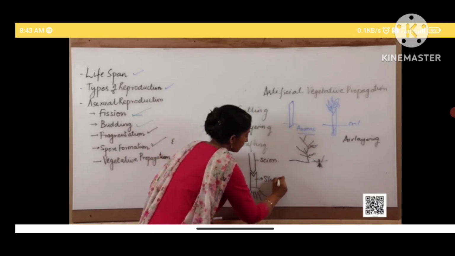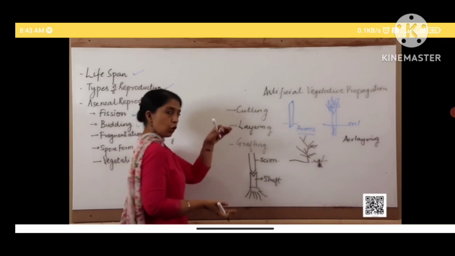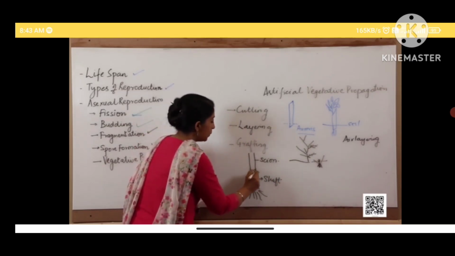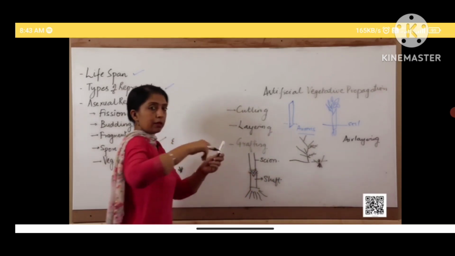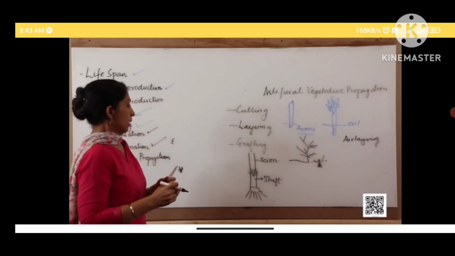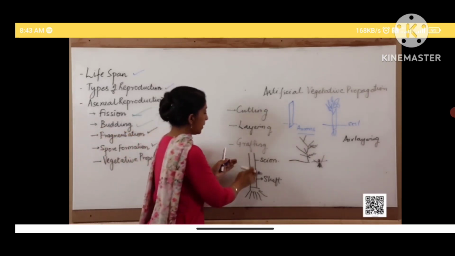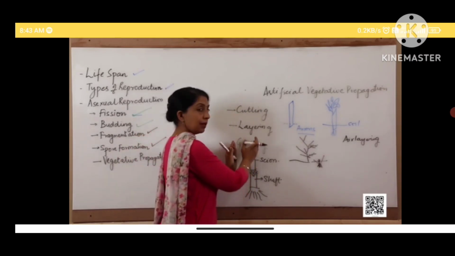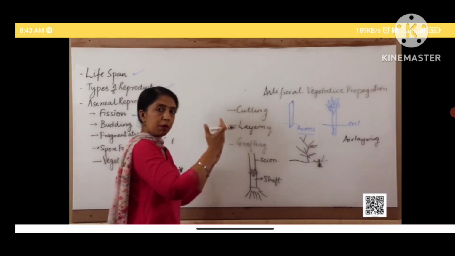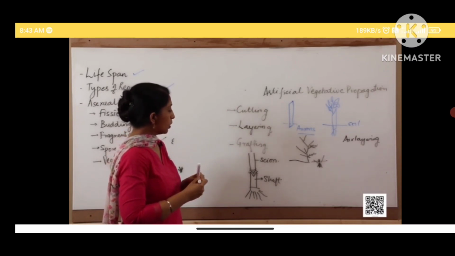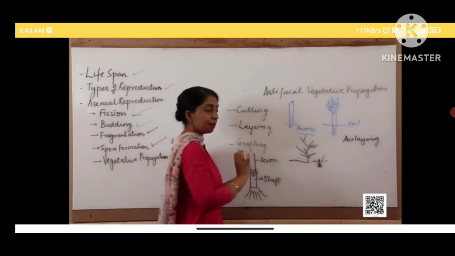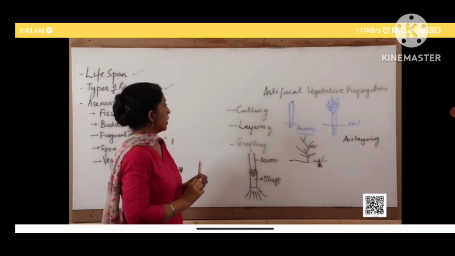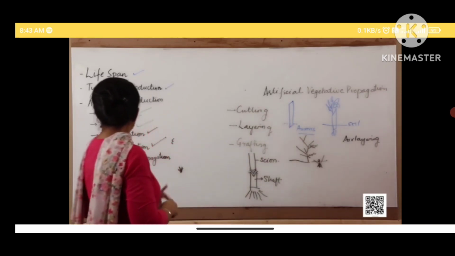Both of them are joined and then tied with a rope or a thread together for a period of time. Slowly, both these plants combine with each other and form a single plant. So this is how the qualities of the two plants can be combined together. So we have covered vegetative propagation also.